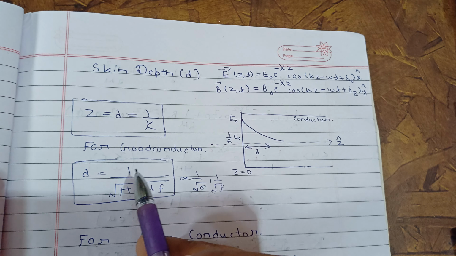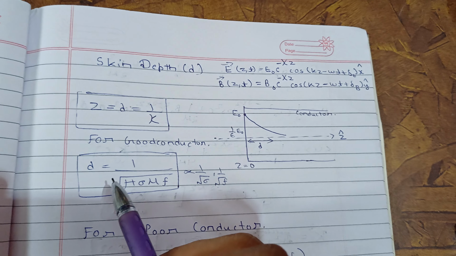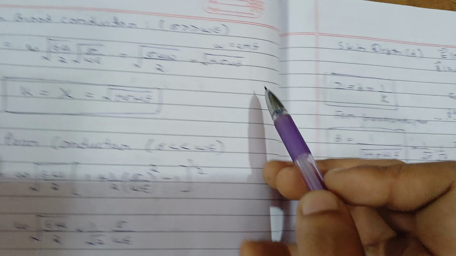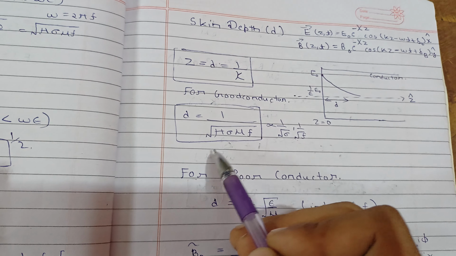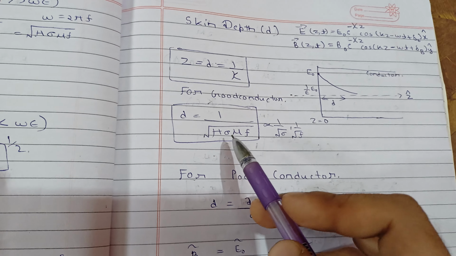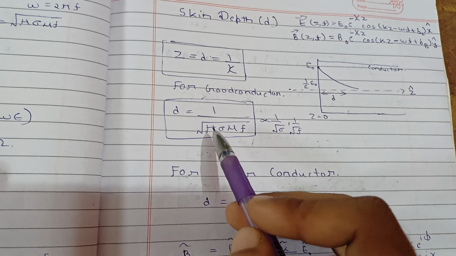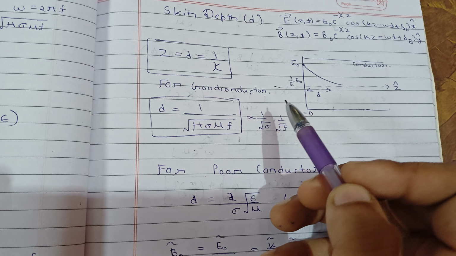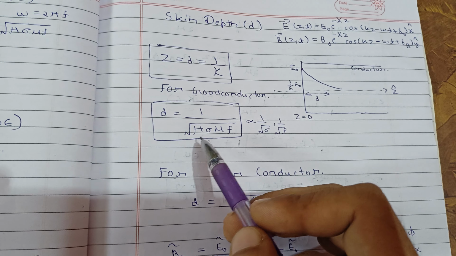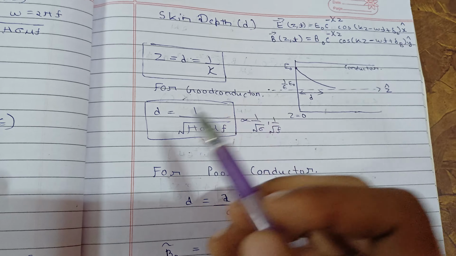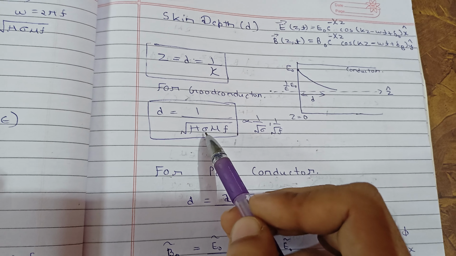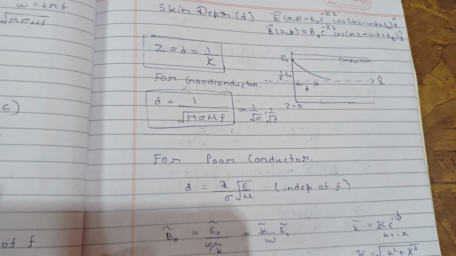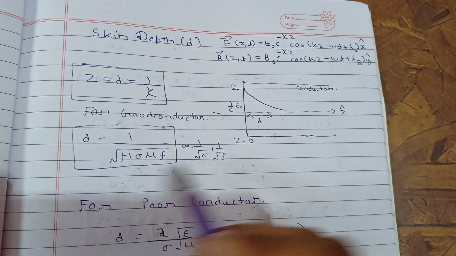Now for the good conductor, this is the expression. We have found kappa for the good conductor: kappa was under root pi sigma mu f. So just substitute the value of kappa, and you will get d equal to 1 upon under root pi sigma mu f. And see from here that skin depth is inversely proportional to the conductivity and the frequency. So a question can be asked: if two conductors are there and one has higher conductivity and the second has less, which has more skin depth? You will say that the one with more conductivity will have less skin depth. So that's how the question can be framed. So you must remember about the skin depth here.